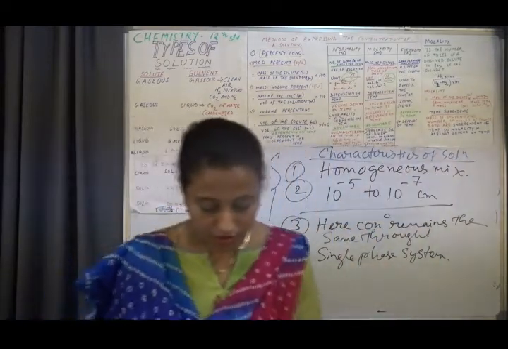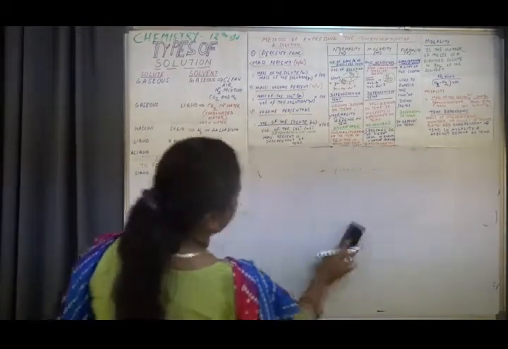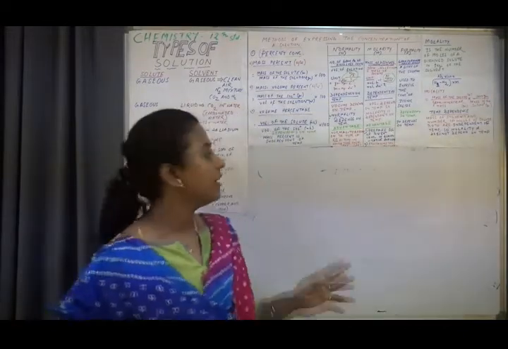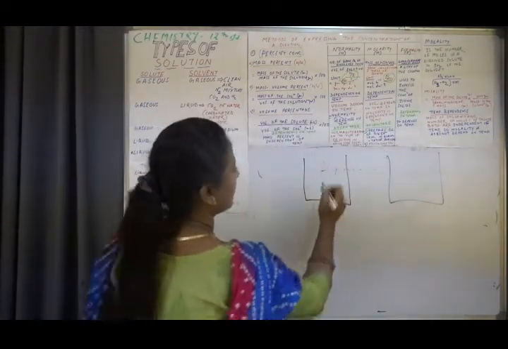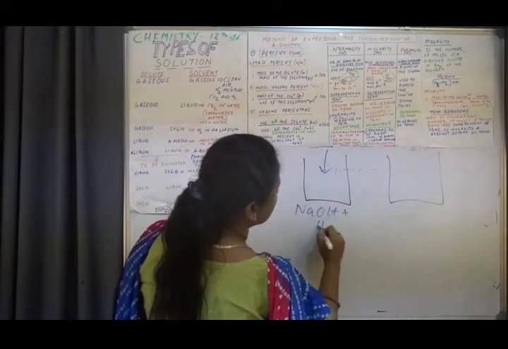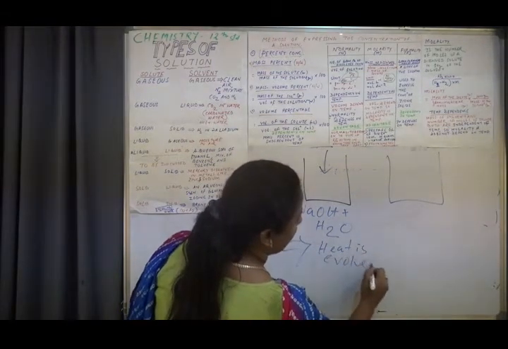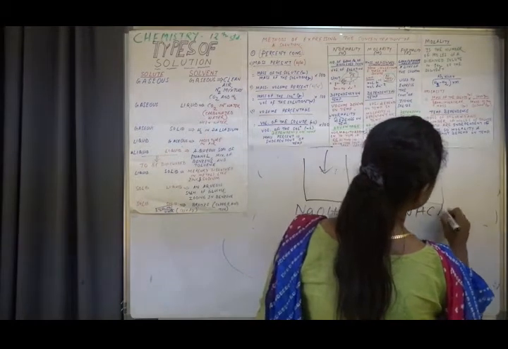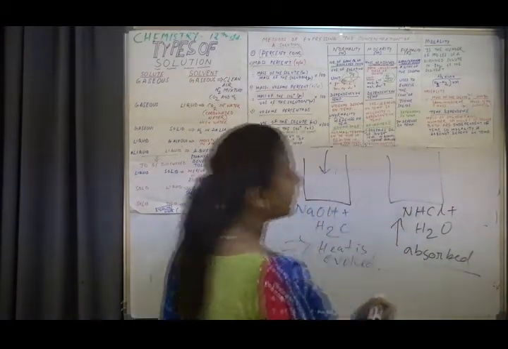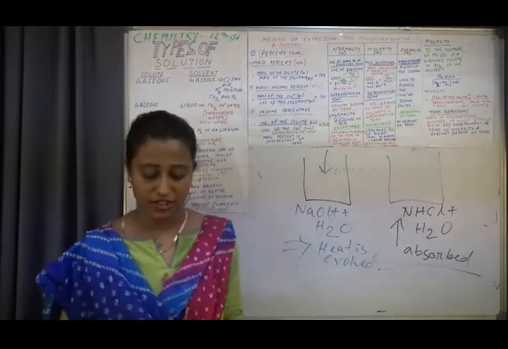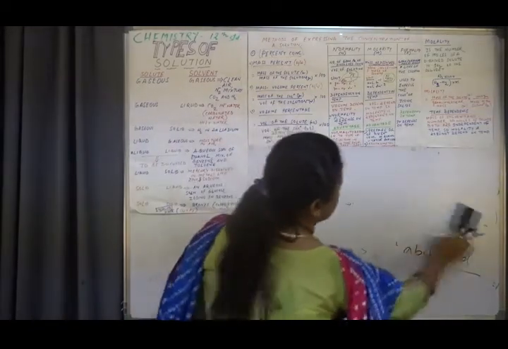So another term can be covered with this. Do you know when we mix any solute and solvent, sometimes heat is evolved and sometimes heat is absorbed? For example, NaOH plus H2O, in this case heat is evolved, and NH4Cl plus H2O, heat is absorbed. When the heat is evolved, it is called an exothermic reaction, and when the heat is absorbed, that is called an endothermic reaction. So these are the two terms covered.